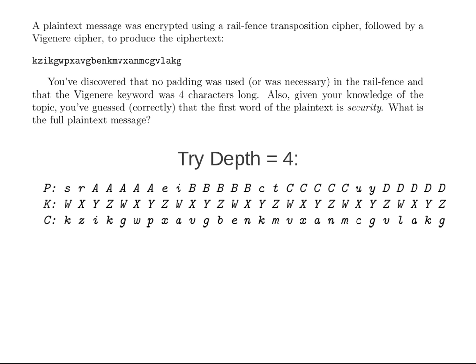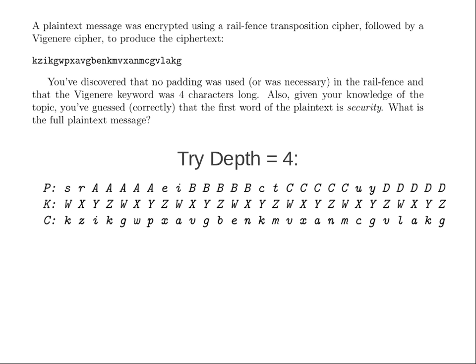We have 28 characters, 4 rows. We have 7 letters per row. So in the plain text for the Vigenère, it's going to be SR followed by 5 letters, EI followed by some 5 letters, CT, U, Y.